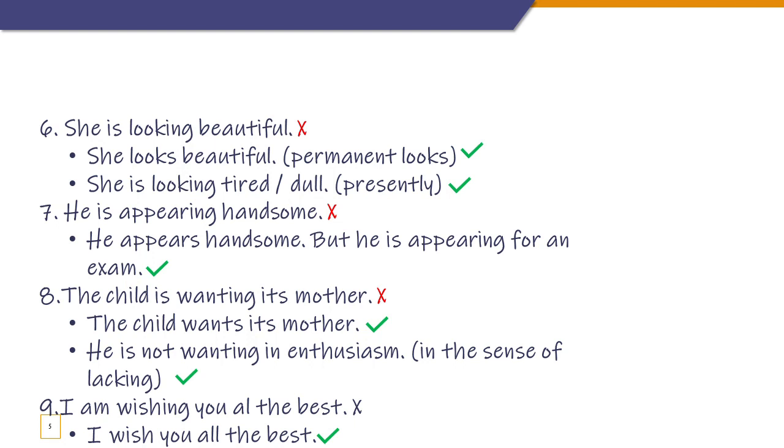And if you're talking about the present moment, someone might have worked very hard. She might be beautiful, but when she works hard, she might be tired and she might look tired. So at that point, you can say she is looking tired, or she is looking dull or she is looking exhausted. So for the present moment, you can use the present continuous tense. But generally, when you're talking about permanent looks of a person, you can't use present continuous. You have to use simple present.